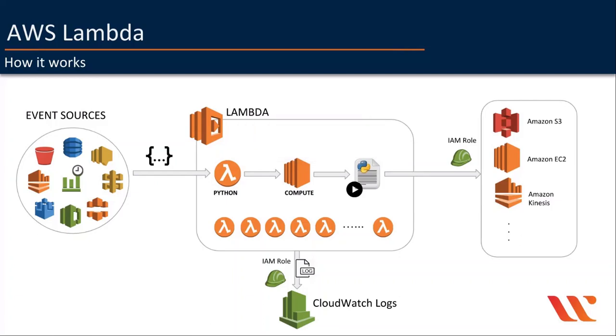AWS Lambda manages the compute fleet that offers a balance of memory, CPU, network, and other resources. Now, this is in exchange for flexibility, which means you cannot log into the compute instances or customize the operating system or language runtime. If you need to manage your own compute resources, AWS offers other compute services to meet your needs, such as EC2, ECS, Beanstalk, etc.